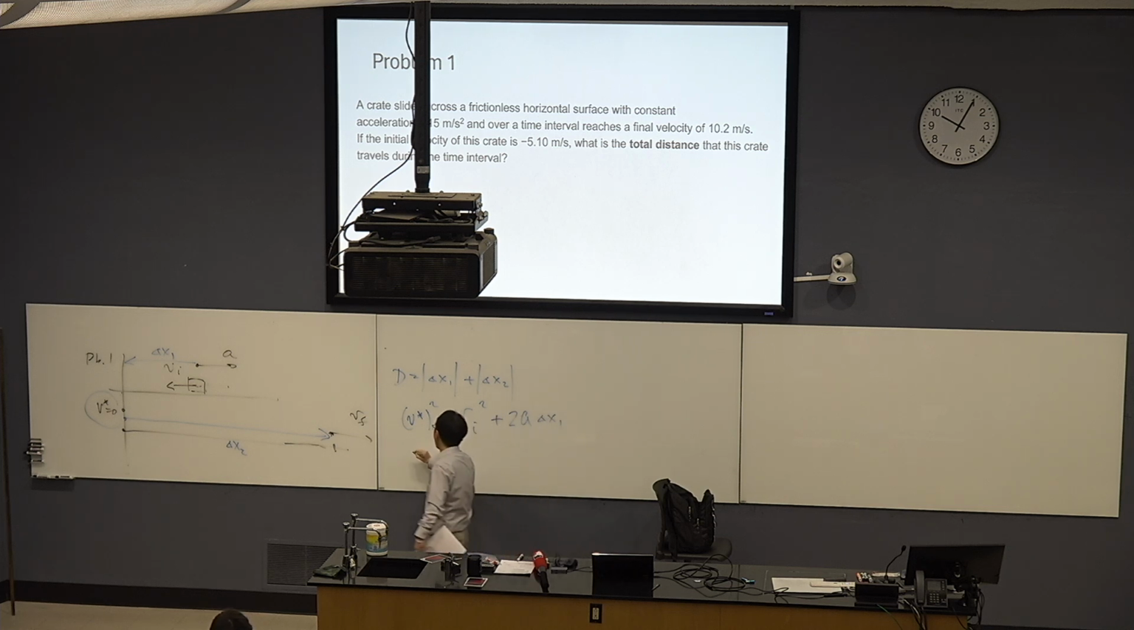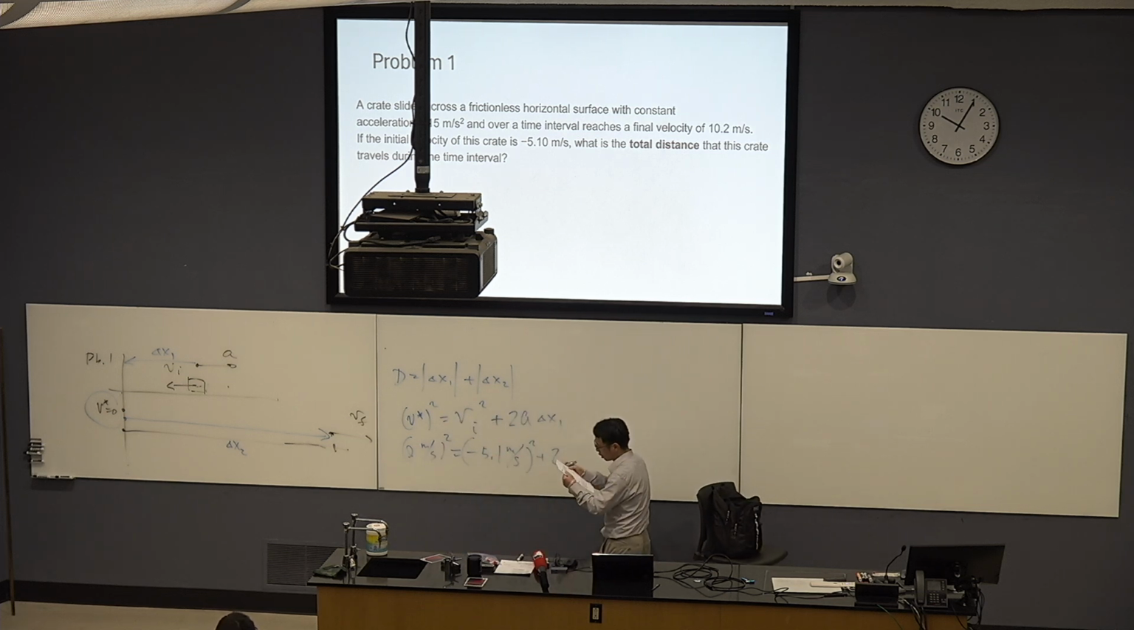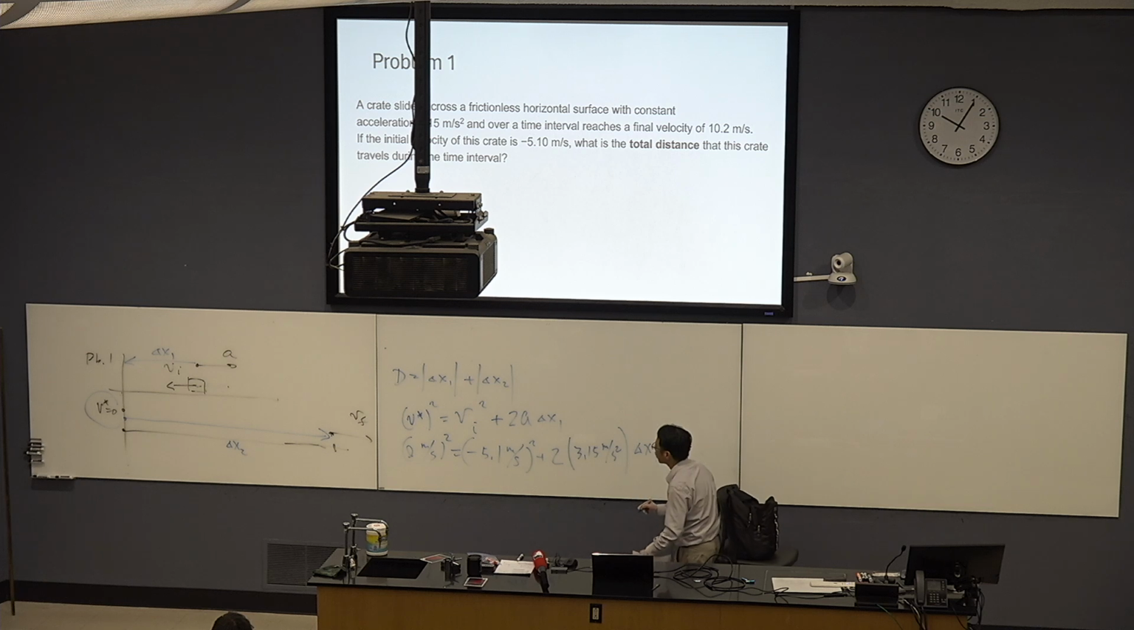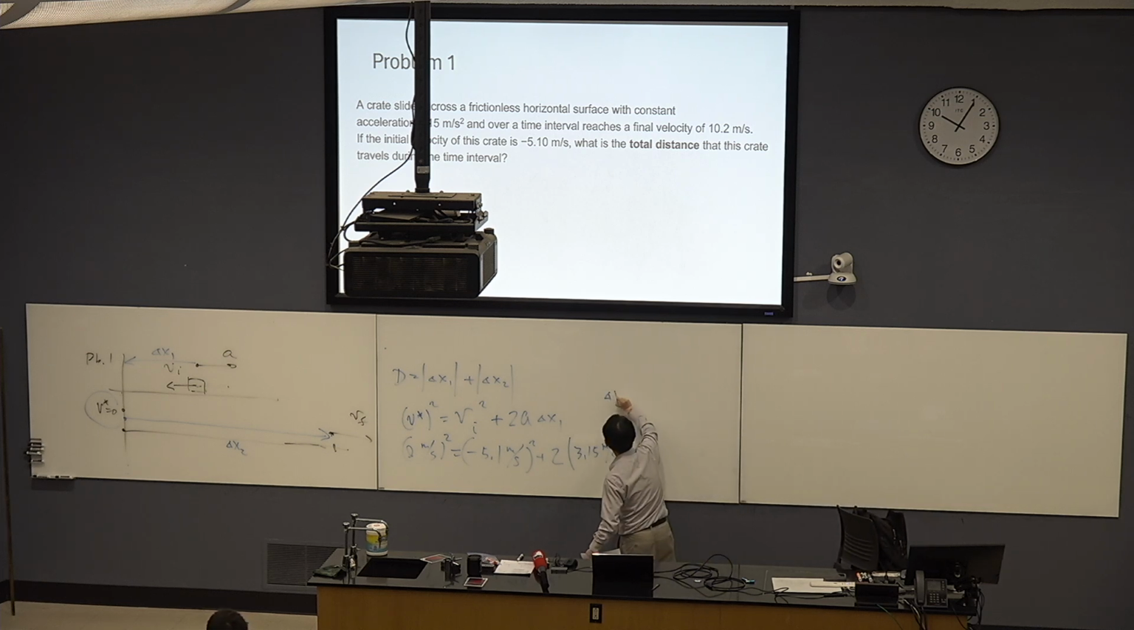And then here you have 0 meters per second squared, and the v initial is negative 5.1 meters per second. You square it, then plus 2 times the acceleration. Acceleration is known, right? What's the acceleration? Acceleration is 3.15 meters per second squared, and times the displacement delta x1. And you solve for delta x1, and then you will obtain delta x1 here, right?